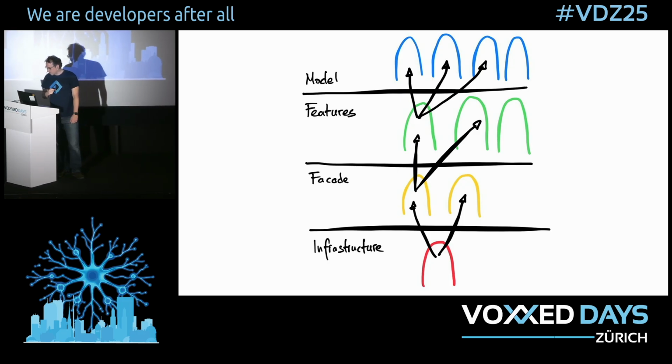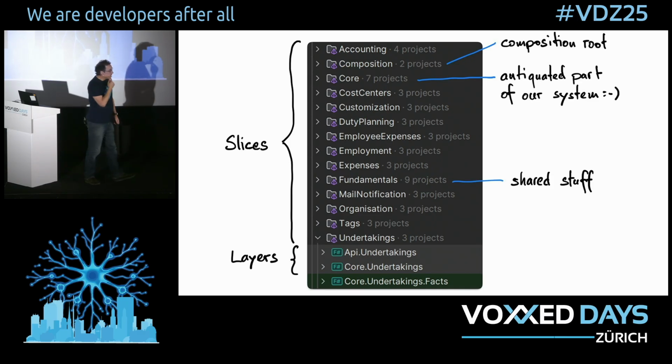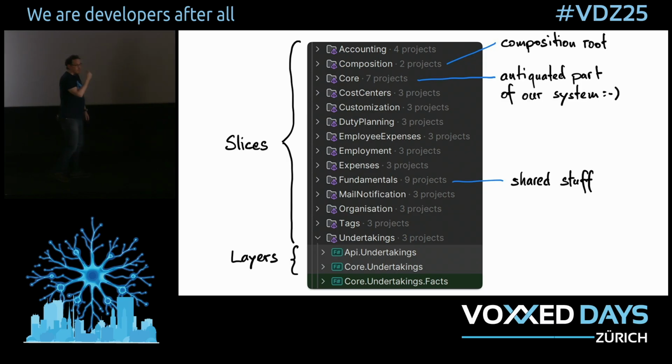But yeah. Then if you look at the solution explorer in our IDE, you see the slices again. Slices are just solution folders, how they're called in Rider or Visual Studio. I don't know how they're called in IntelliJ. My last line of Java was over 20 years ago.